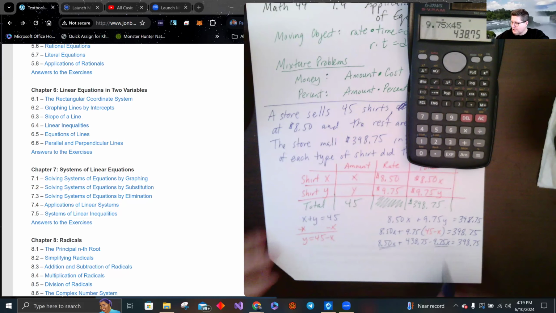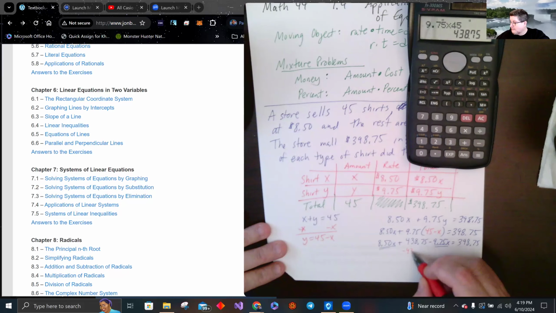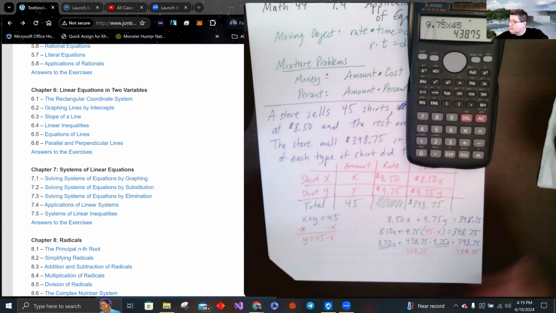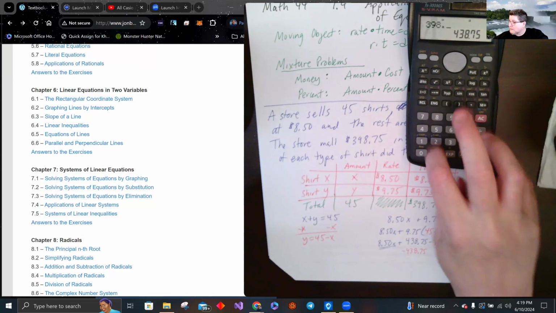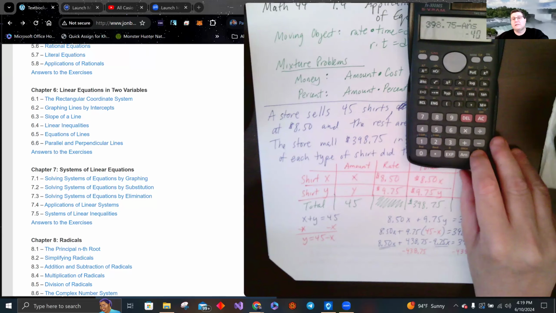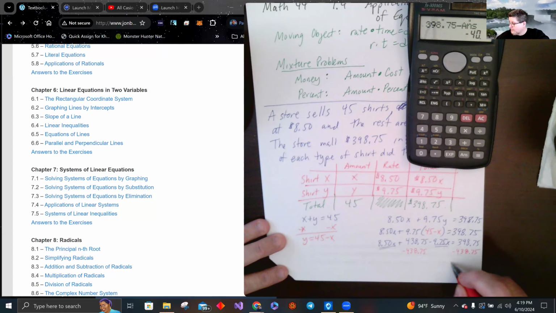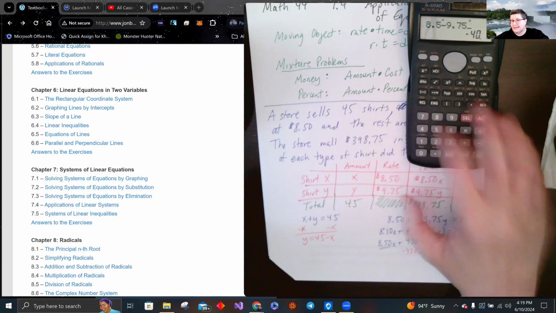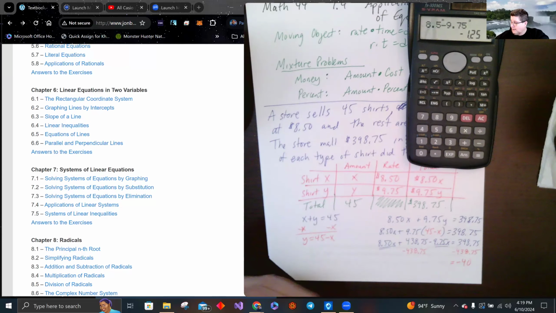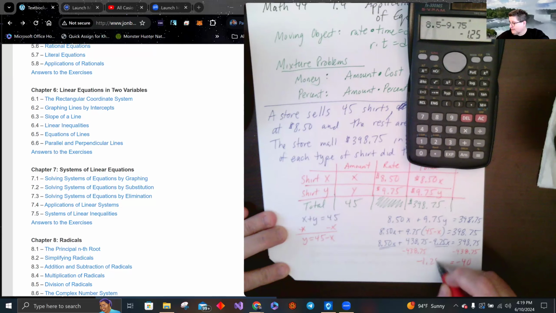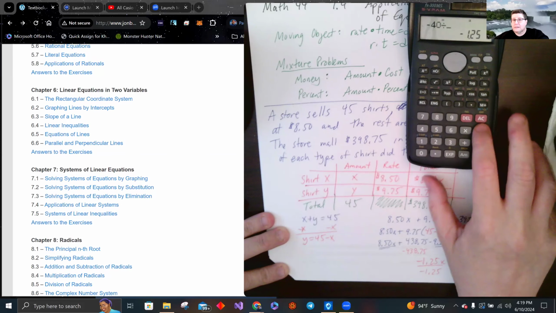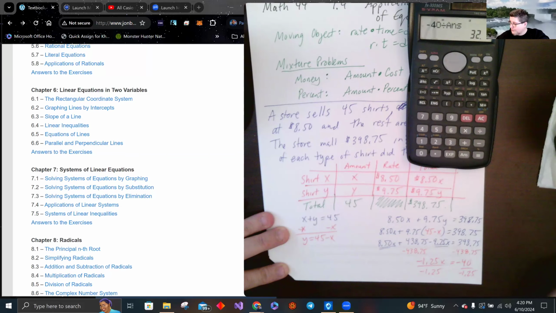So I'm going to combine these two while I subtract this. On the right side, I get negative 40. And 8.5 minus 9.75, I think it's negative 1.25. I get negative 1.25x over here. So I'll divide both sides by negative 1.25. And I get x equals 32.